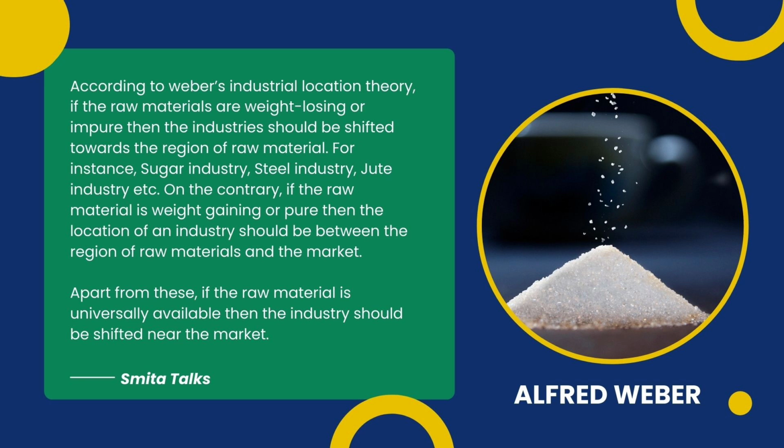According to Weber's industrial location theory, if the raw materials are weight losing or impure, then the industry should be shifted toward the region of raw material. For instance, sugar industry, steel industry, jute industry, etc. On the contrary, if the raw material is weight gaining or pure, then the location of an industry should be between the region of raw materials and the market. Apart from this, if the raw material is universally available, then the industry should be shifted near the market.